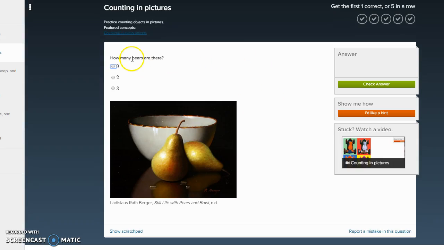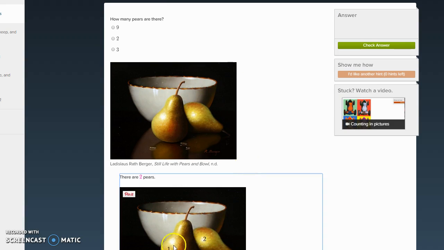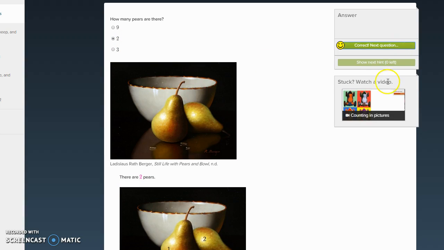And you can see that the question is here. Here is a picture. It says how many pairs are there? If you don't understand the question, or your students are doing this and they don't understand a question, you can click I'd like a hint, and then it shows you a hint that you can take to help you with that. And so now I can see that there are two pairs. I can click 2 and hit check answer.